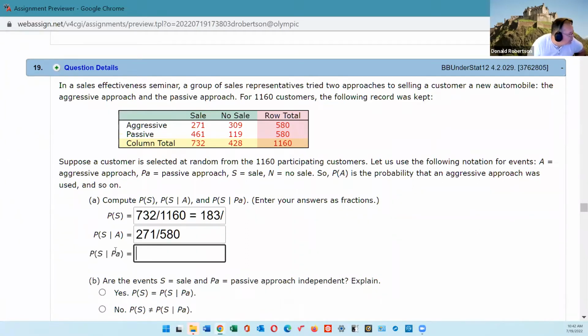Now, if you do the passive approach, that is the 461 sales. So this time, all your numbers are going to come from the middle row. You get 461 divided by 580. And again, you can simplify it.